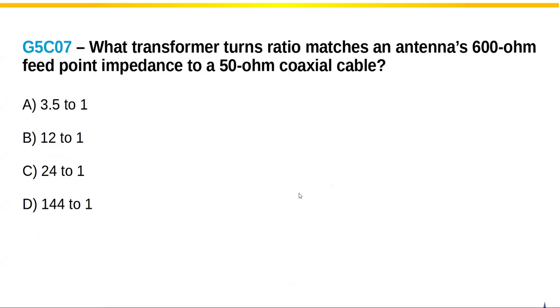What transformer turns ratio matches an antenna's 600 ohm feed point impedance to a 50 ohm coaxial cable? So we got a 50 to 600 ohm match, which is what, 12-to-1, right? So to get a 12-to-1 impedance ratio, what's the turns ratio? It's kind of hard to do. You can do it.